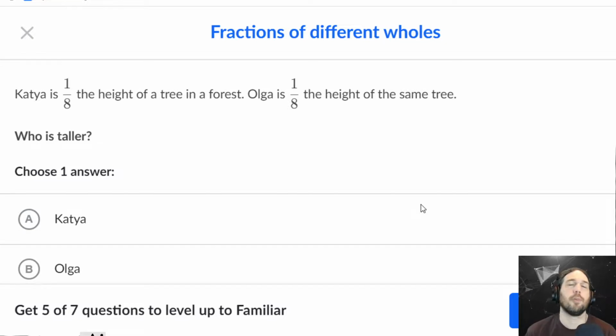That's super important, because if they're not the same tree, or trees of the same height, that would also work. If you have two trees with the exact same height, that would still work. But if Olga went up to one of those giant sequoias that we have here in California, an eighth of that's going to be a giant person.